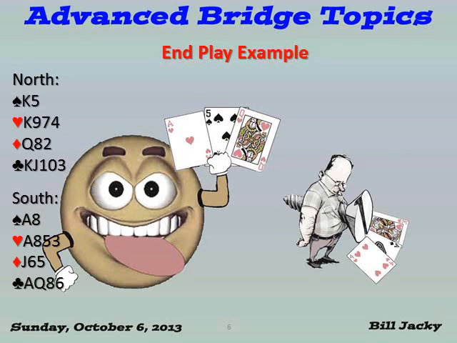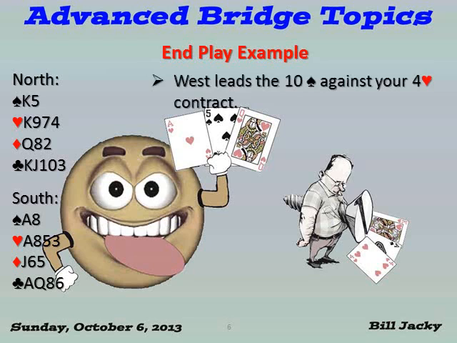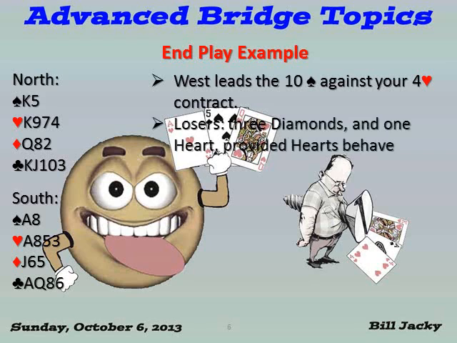Simple example of the end play. You are in 4 hearts as south, and west leads the 10 of spades. Let's examine your possibilities at 4 hearts. Losers. You have 3 diamond losers and 1 heart loser. You may have 2, even 3 heart losers if the hearts don't behave. Well, let's assume that the hearts split 3-2. If they don't, you're probably down.